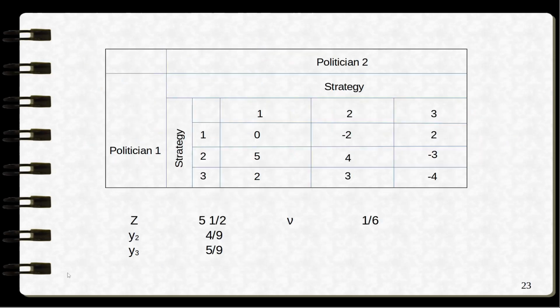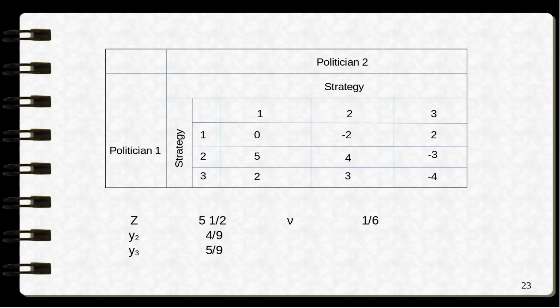And what do we find? We find that y2 is 4 by 9 and y3 is 5 by 9. If we add it up, it comes to 1. Now, this automatically means that y1 is 0. That is, the probability of using strategy number 1 is 0. Now, why do we get such results, and such results have a logic behind it?